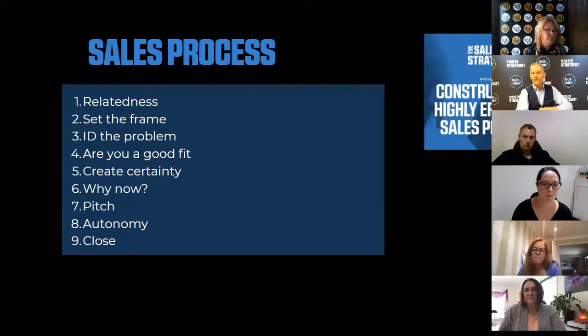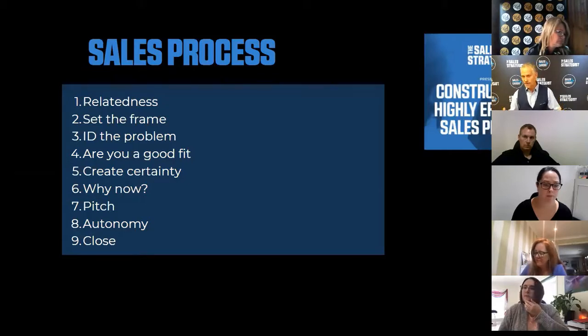Now, there's a whole frame around that, but that's a very quick example of how to create certainty. If you were buying a car and you walked into Tesla and Elon Musk popped his head up, chances are you'd be walking out of there with a Tesla. And you wouldn't be talking to Elon Musk about price because he doesn't talk price.